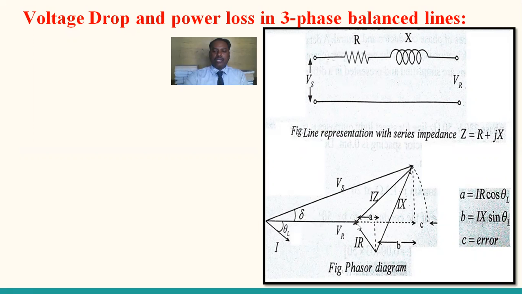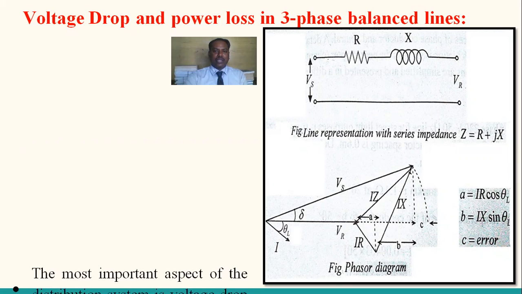So here the drop IR magnitude is I R cos theta L, IX magnitude is I X sin theta L, and this represents an error. So let us see how the voltage drop is to be calculated for three-phase balanced lines. Once you have calculated for one phase, it is equal for the rest of the three phases.